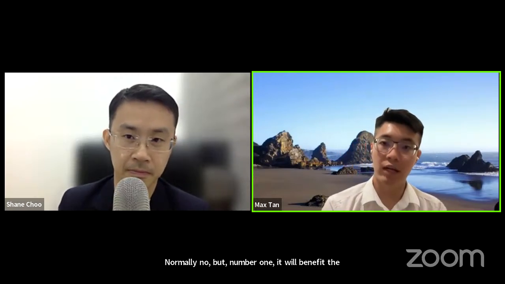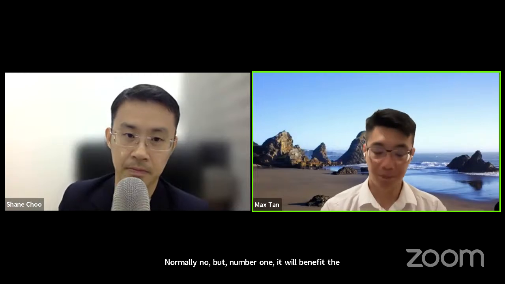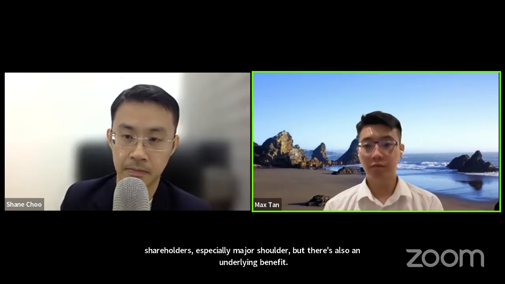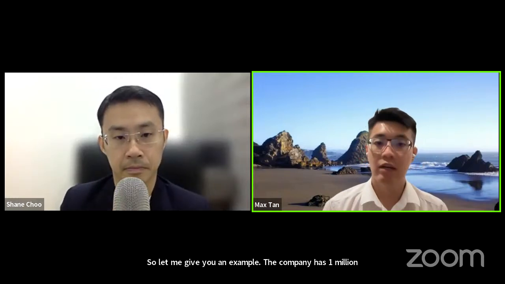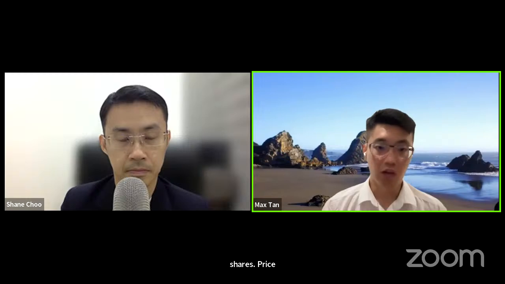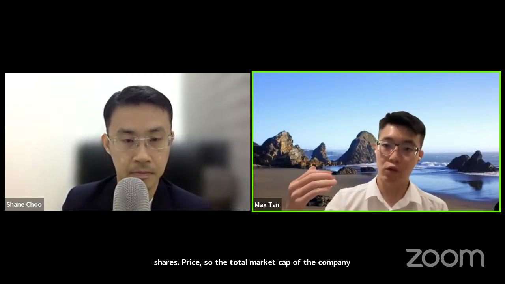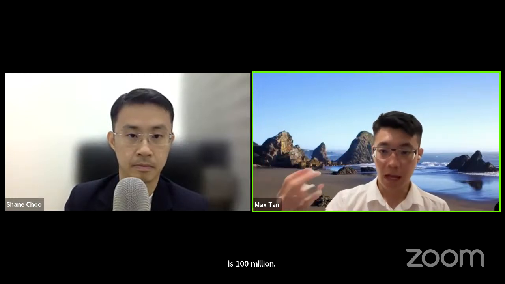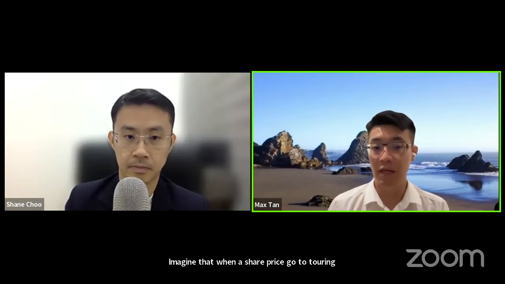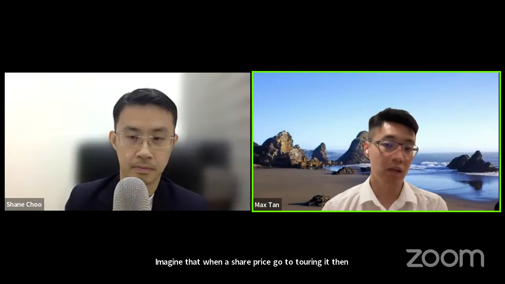But there's also an underlying benefit. So let me give you an example. The company has 100 million shares, priced at 1 ringgit. So the total market cap of the company is 100 million. Imagine that when the share price goes to 2 ringgit, then with the same number of share base, 100 million, the market cap of the company will become 200 million.